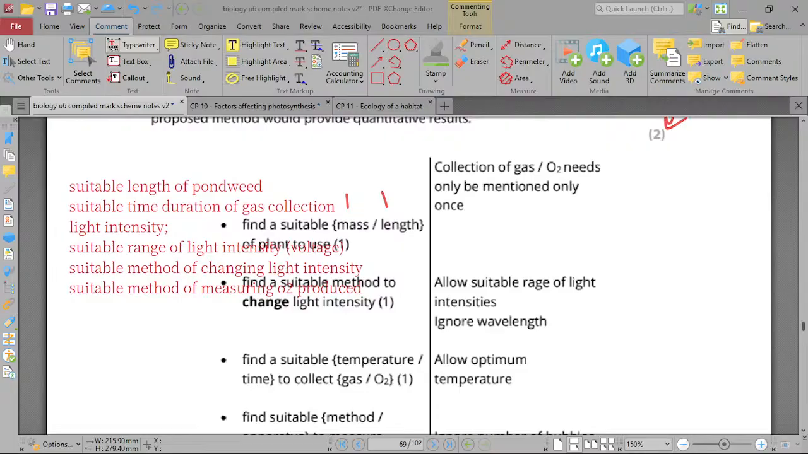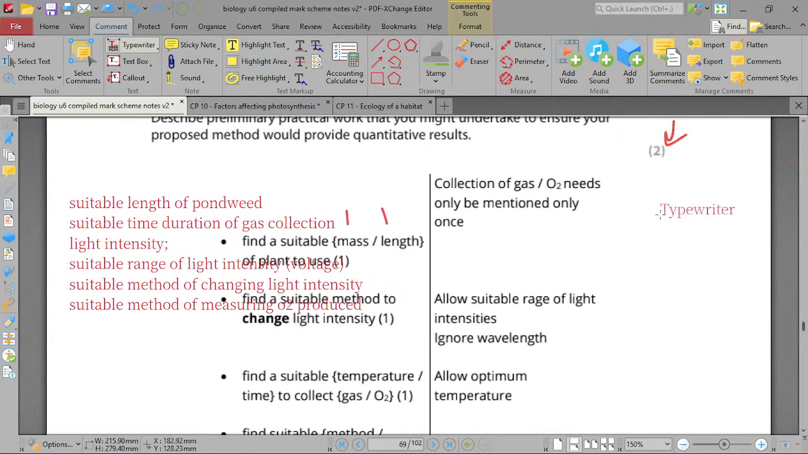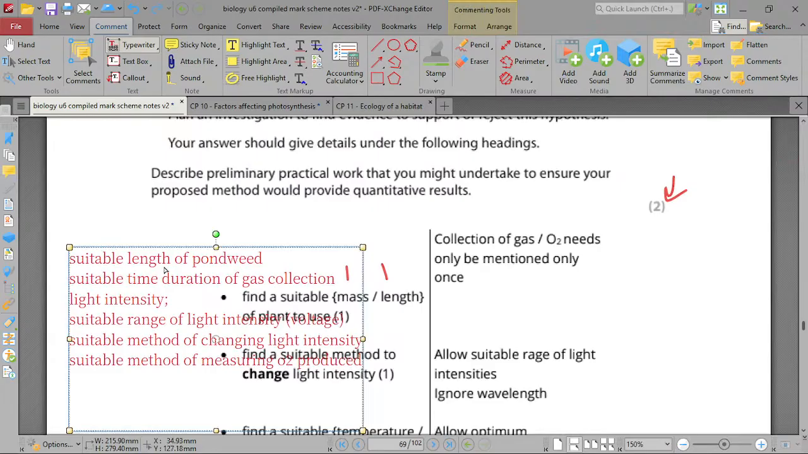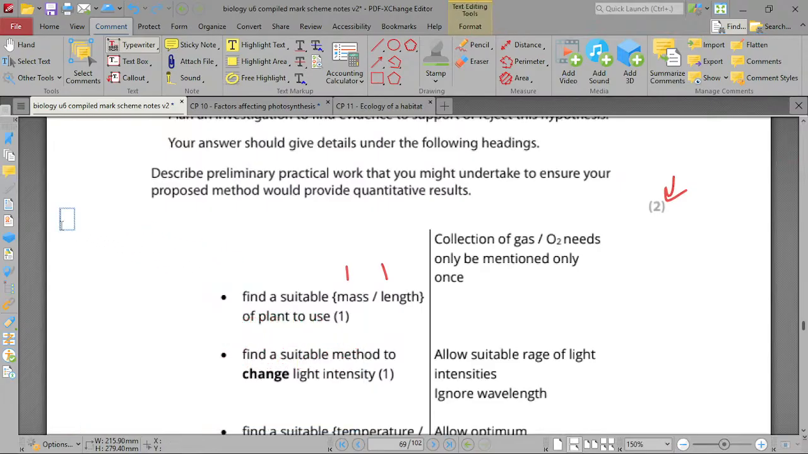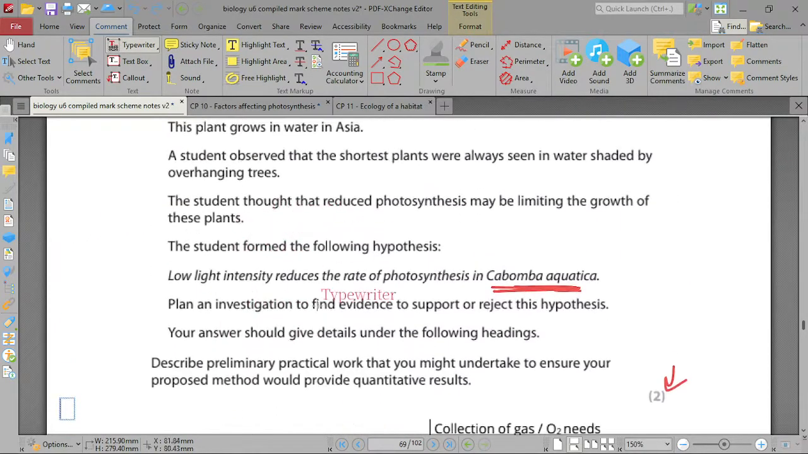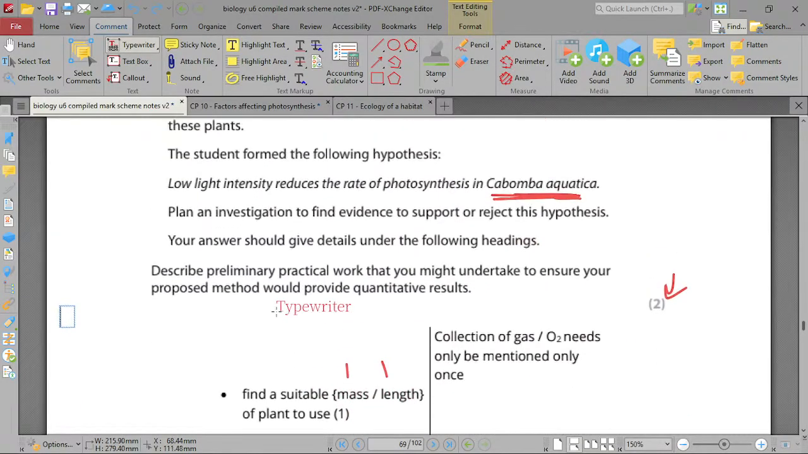Okay, so where we left off yesterday was talking about this thing. Let's remove this and try again. When we have an experiment to find out the rate of photosynthesis of an aquatic plant, and they ask us to describe preliminary practical work, we want to talk about the suitable ranges, the suitable methods of gathering data, of setting up the experiment, at what temperatures, for how long, stuff like that.